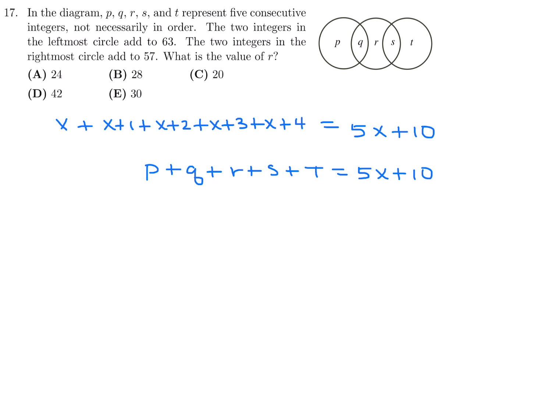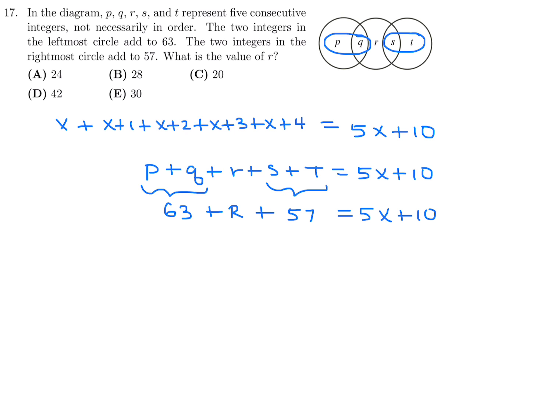Now, they told me that the 2 integers in the leftmost part add up to 63. So P plus Q is 63. The 2 integers in the rightmost circle add up to 57. So those two add up to 57. And then the only guy that's left is R. Hopefully this will be helpful, but unfortunately I got that x in there. Okay, no problem. Let's work with this.